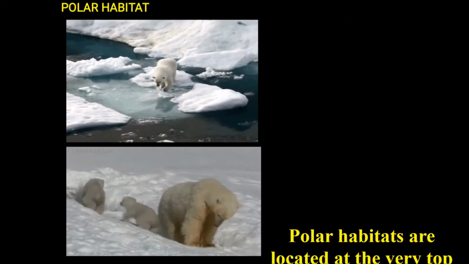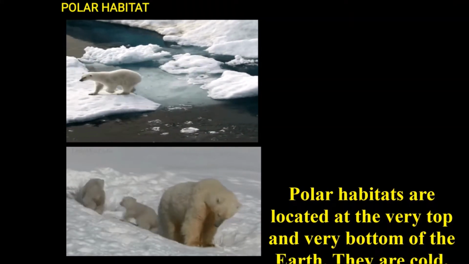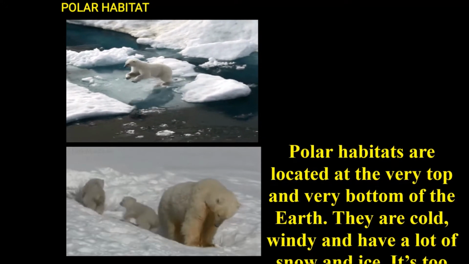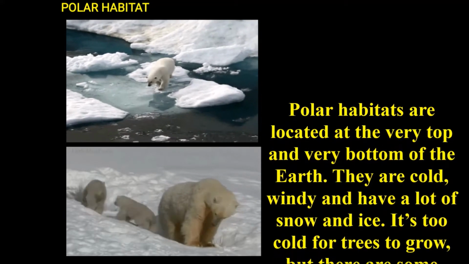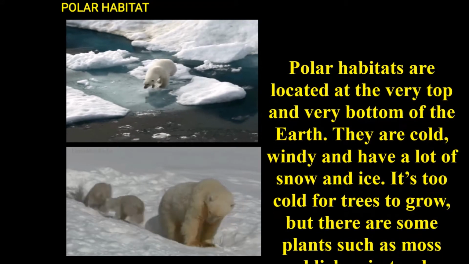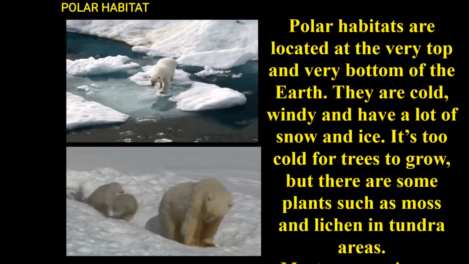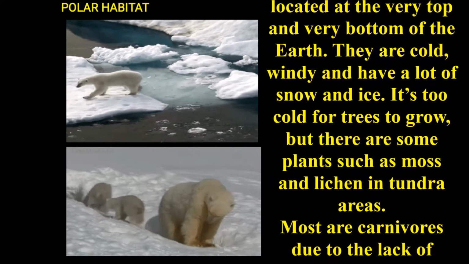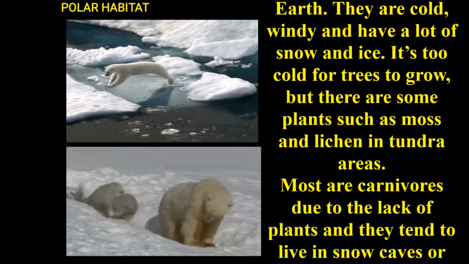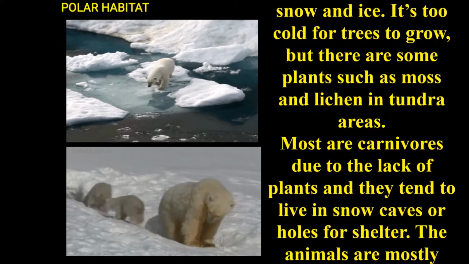Now, let us discuss the polar habitat. Polar habitats are located at the very top and very bottom of the earth. They are cold, windy and have a lot of snow and ice. It's too cold for trees to grow, but there are some plants such as moss and lichen in tundra areas.